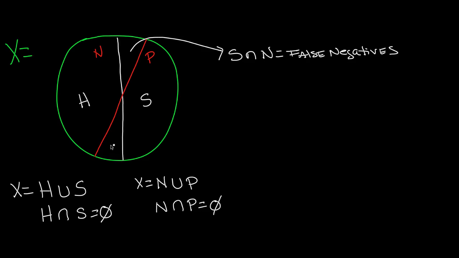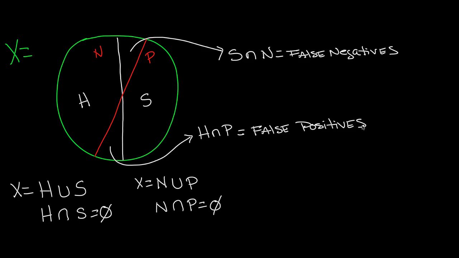Over here, what is this? These are the set of people who are in H, but also in P. So that's H intersect P, which are the false positives. Those are also unfortunate people. A little less unfortunate. They just get nervous for no reason.